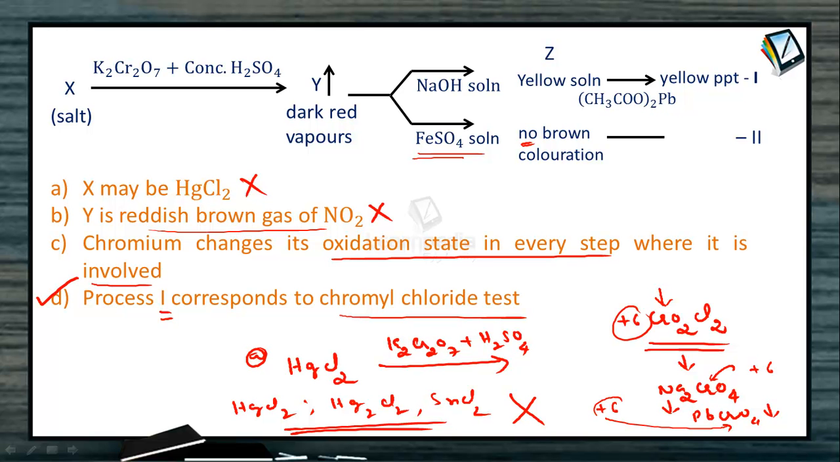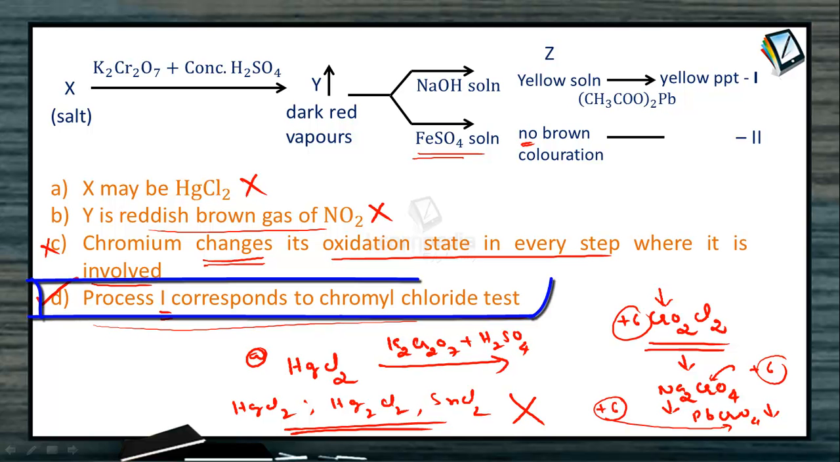What do you understand from this? Where is the change? Plus 6, plus 6, plus 6 remains the same. But option C says chromium changes its oxidation state. Therefore, C is wrong. So process 1 corresponds to the chromyl chloride test, which is applicable for chloride salts. The general reactions given in the entire process 1 correspond to the chromyl chloride test. So, D is the answer.